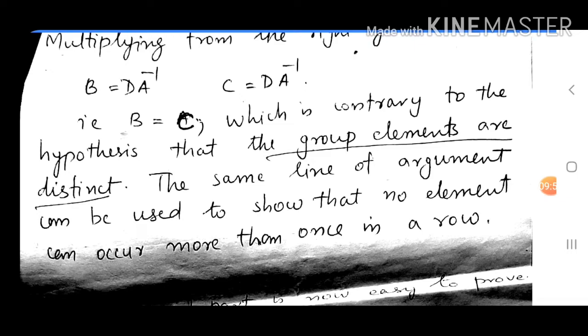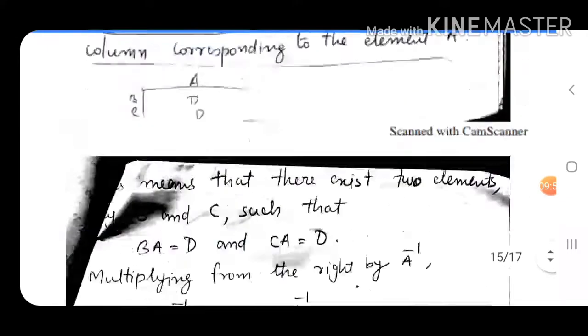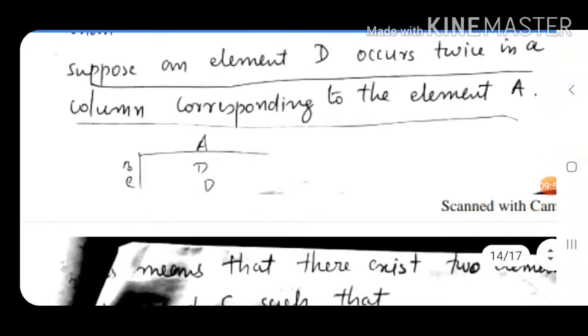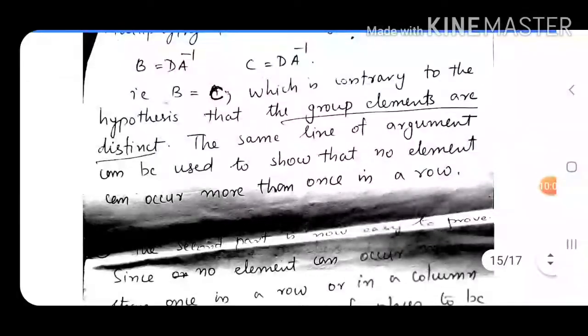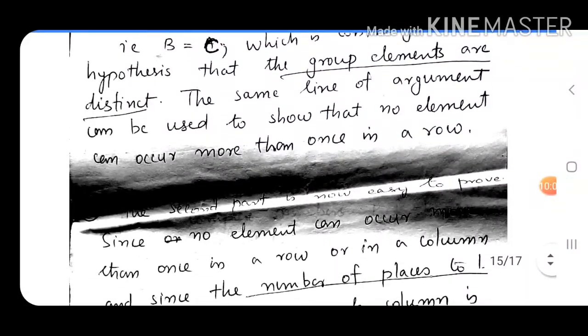So no element can repeat in a column corresponding to a given element. The same line of argument can be used to show that no element can occur more than once in a row. Now the second part is easy to prove.